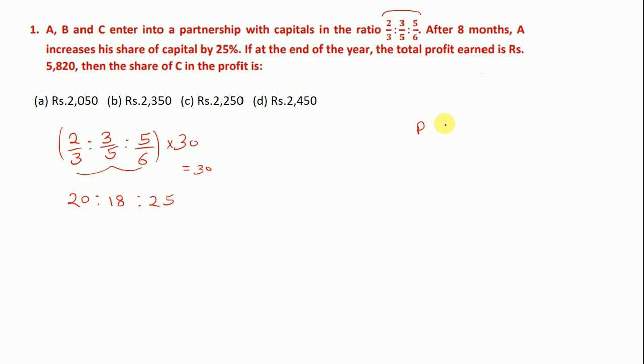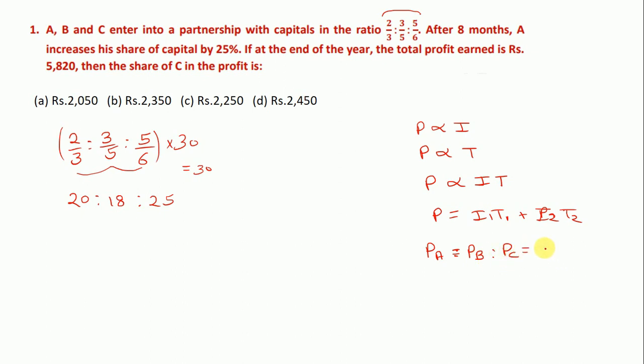profit is directly proportional to investment, that is capital, and profit is directly proportional to time. So profit will be directly proportional to I and T. So profit will be I1 T1 plus I2 T2, and if the ratio of profit is asked, then the ratio of profit will be PA is to PB is to PC is to IA TA, IB into TB, and similarly the series will go on.